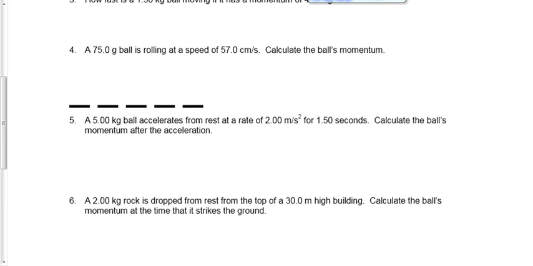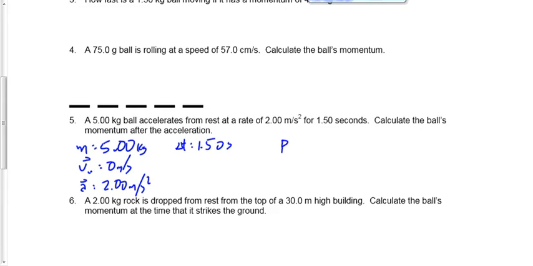So let's look at this. We know that it's the same type of problem except that the acceleration is different. We know our mass is 5.00 kilograms. We know that VI is 0 meters per second because it starts at rest. And we know that A is 2.00 meters per second squared. We know my time interval is 1.50 seconds. We know we want to find PF, which is m times VF, mass times the final velocity. What's VF? Don't know. How are we going to find it?